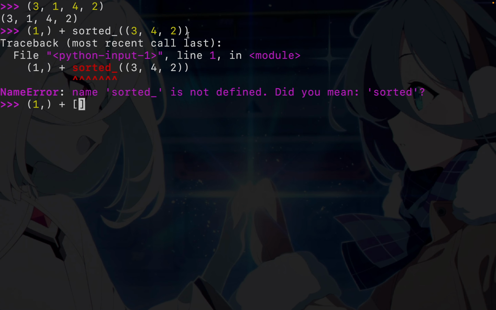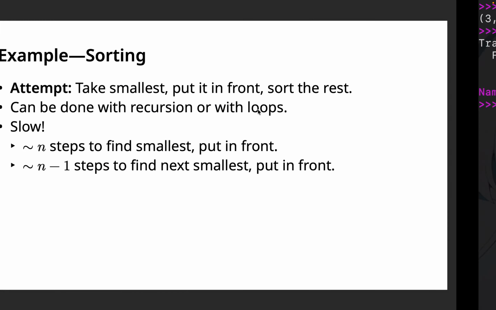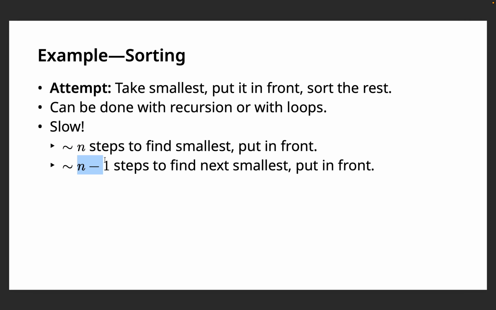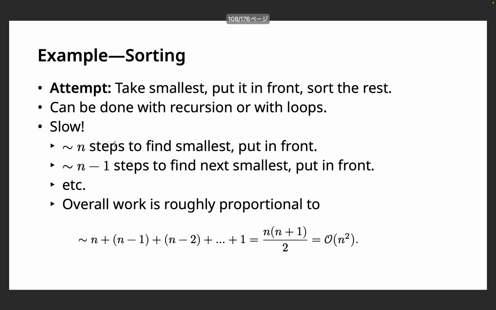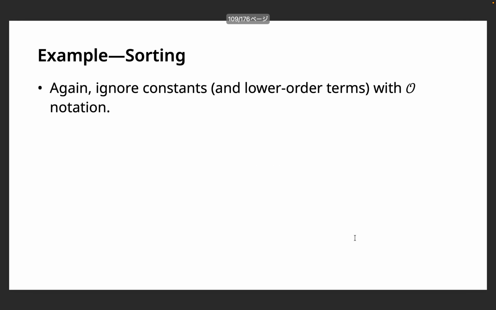So this is 3 plus sorted of 4 and 2. Again, to look for this 3, you have to go through this entire subarray. And same thing for the recursive call here. So what that means is you have to do n plus n minus 1 plus so on until you reach the very end. So all of this corresponds to this number of steps, which, if you sum all of that up, takes O of n squared steps.